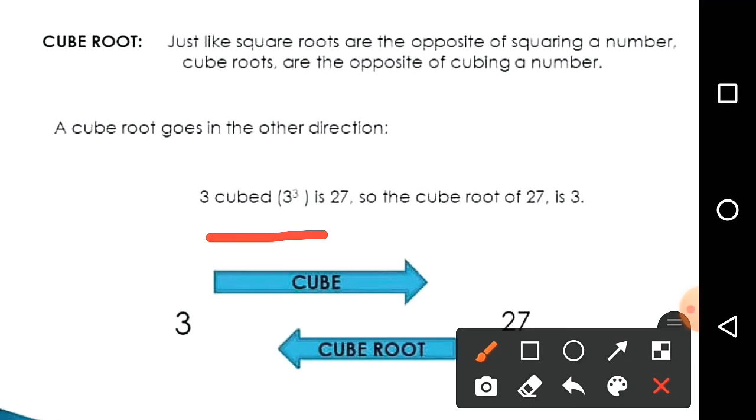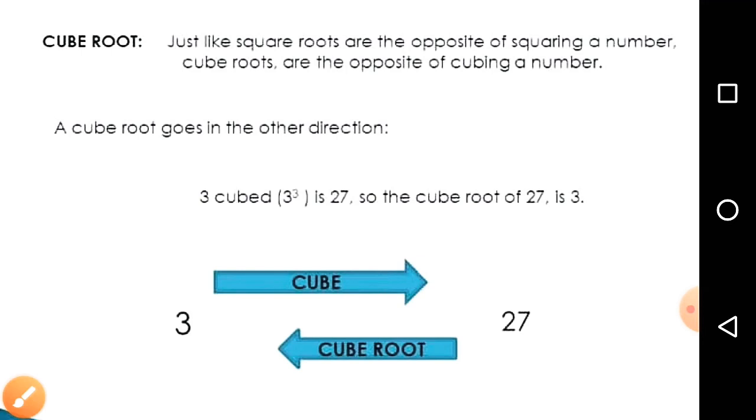उसका अपोजिट क्या होगा, cube root of 27 is 3. So cube means multiplying 3 three times, and cube root means, the number that was multiplied, that number is the cube root. So they are just opposite of each other. The 3 we are multiplying 3 times, so 3 is called the cube root and the answer 27 is called the cube. So this way it goes on. So this was about cube and cube root.